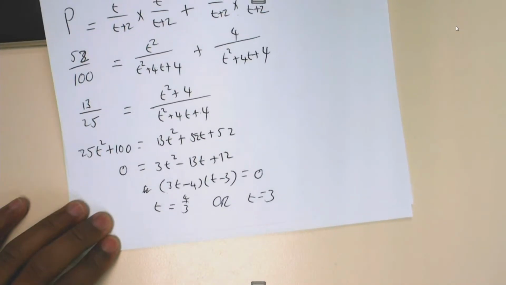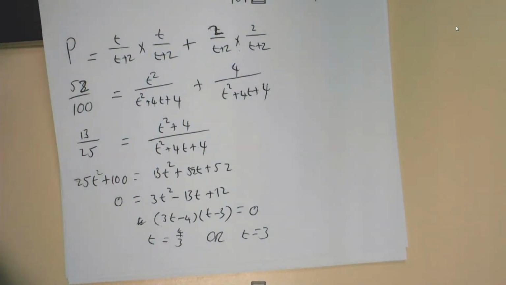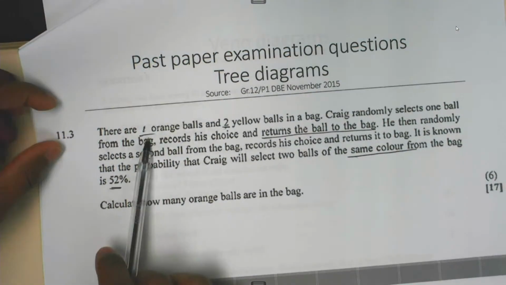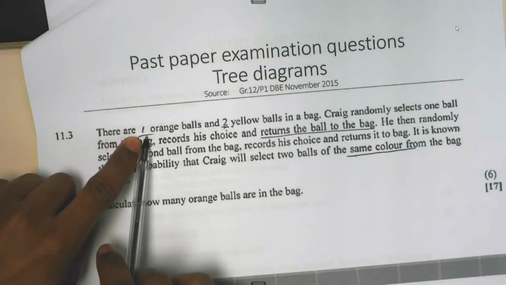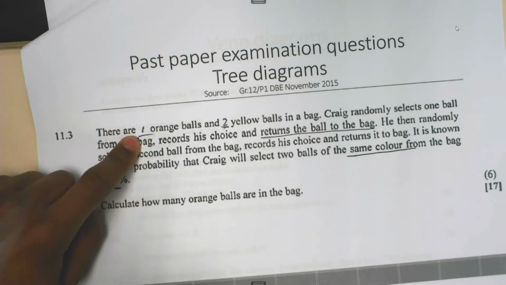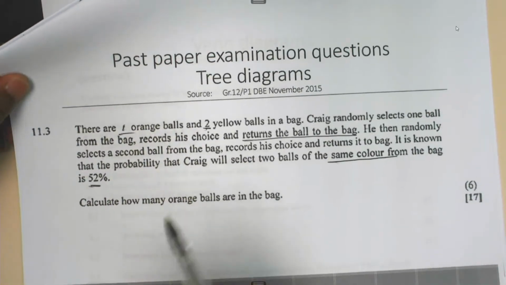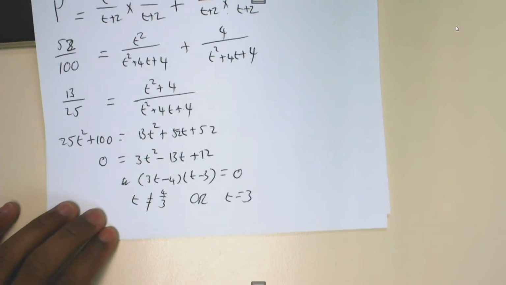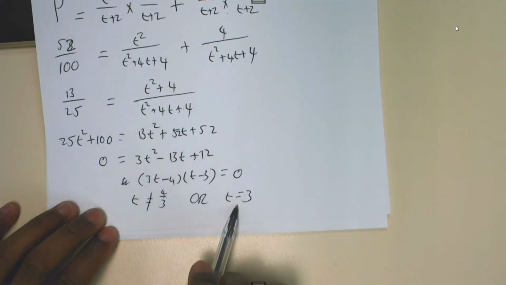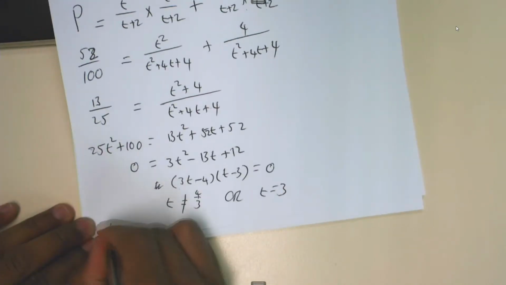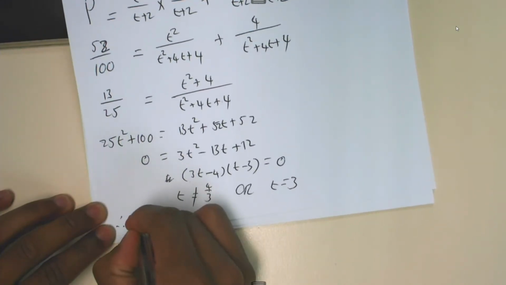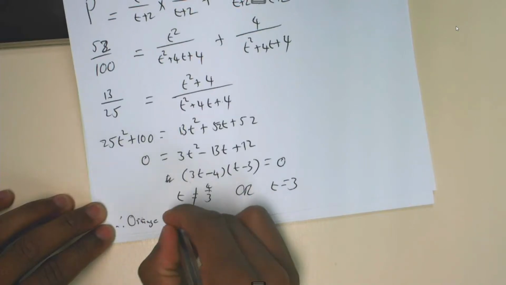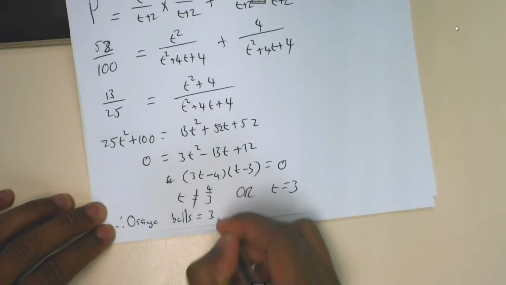But since we are dealing with the number of orange balls, remember t represents the number of orange balls. So the set of numbers we use to express t will have to be natural numbers, because we're dealing with the number of objects, number of balls. Therefore, we reject 4 over 3, and the only solution is t equal to 3. That means the number of orange balls will be 3.